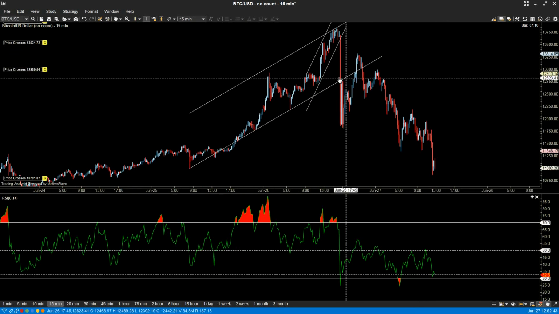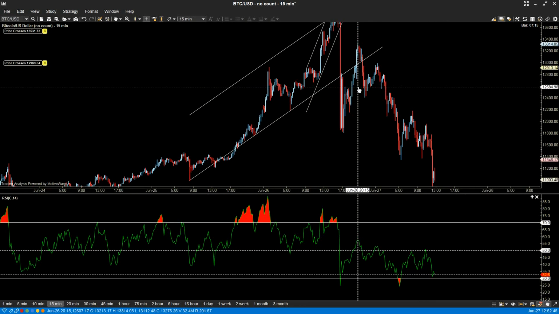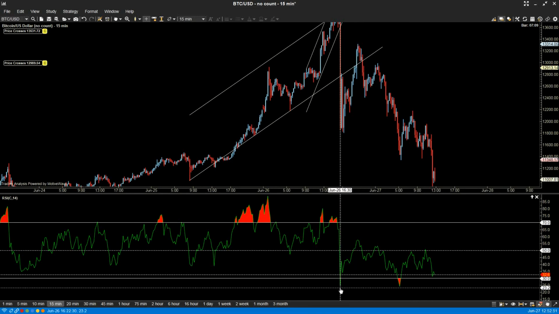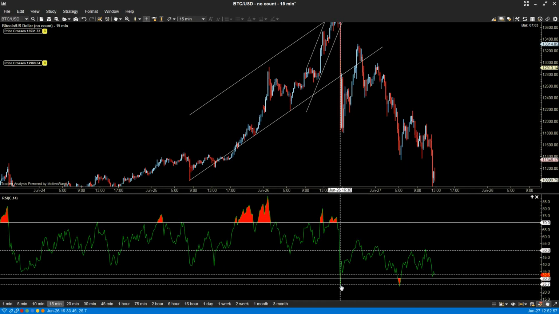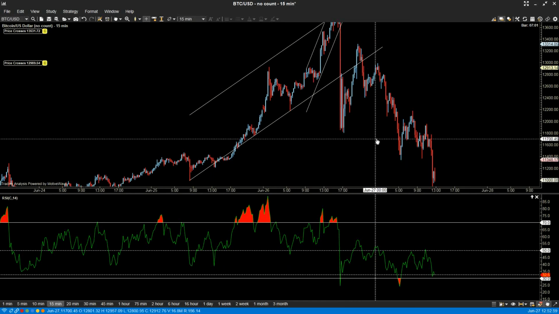Well, it's basically I got the divergence and I got the channel break. There's no other reason. I already shorted the market. That the trend is over, that the market is going to continue down? Who cares? I don't really care. Why?